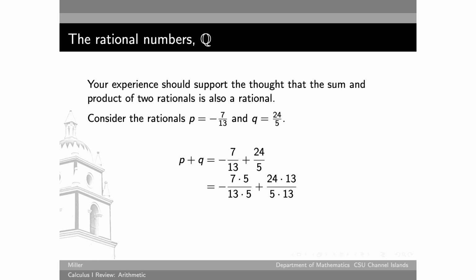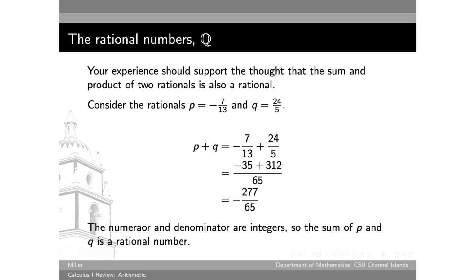Multiplying two rational numbers means you multiply their numerators and divide by the product of their denominators. Our denominator is 65. And so this means when we add, since they've got the same denominator, then we can just add the numerators. And in this case, we get negative 277 over 65. Now, look at this number. The numerator and the denominator are both integers, so the sum of our two rationals is a rational number. This demonstrates in this case that the product of two rational numbers is rational, and the sum of two rational numbers is also rational.